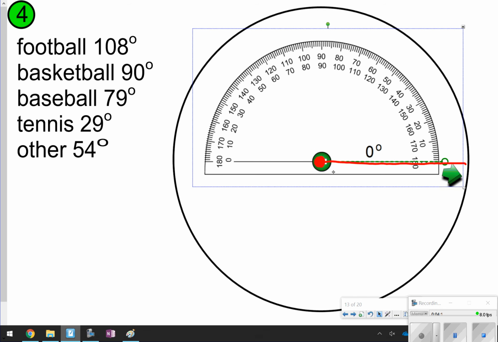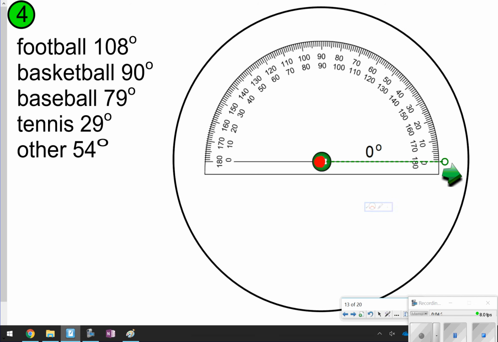My ray is not that good. Go me. I'm going to try to draw that a little bit better.